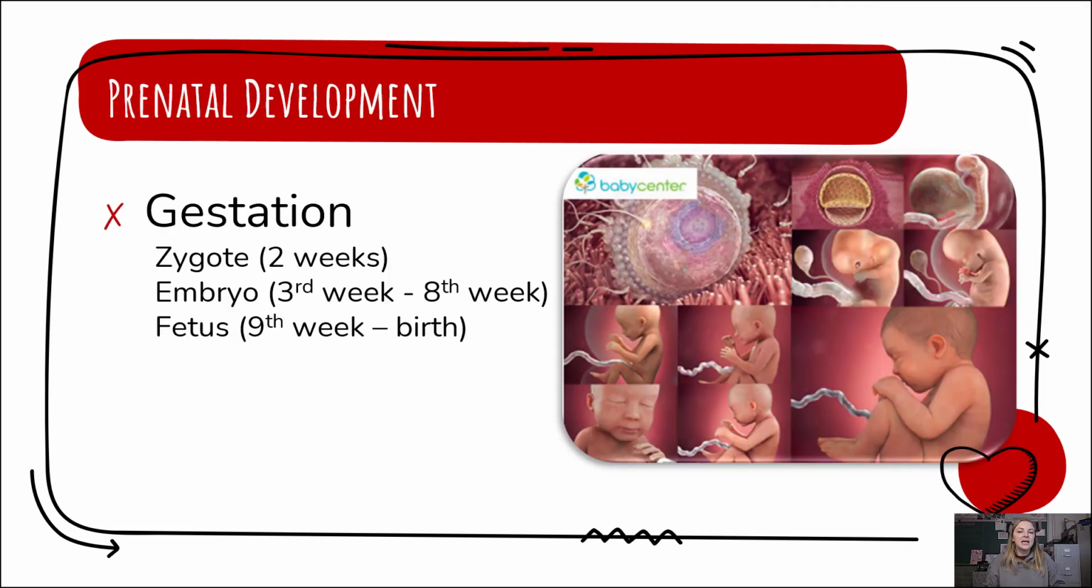Once the egg is fertilized, we now have what is called gestation. And our 3 stages of gestation are zygote, embryo, and fetus. Zygote is our very first stage, and this starts at 2 weeks gestation. Why 2 weeks and not right away, 0 weeks? Well, that's because our gestational age actually starts counting from the day 1 of the mother's last menstrual cycle. So every woman will technically be 2 weeks pregnant until that egg is released and either fertilized or not fertilized.